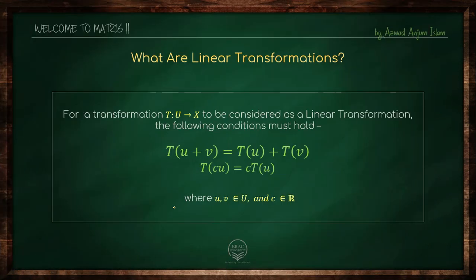Let's look at the second condition. The second condition says that if I transform a multiple, c is a scalar here, c is a real number.